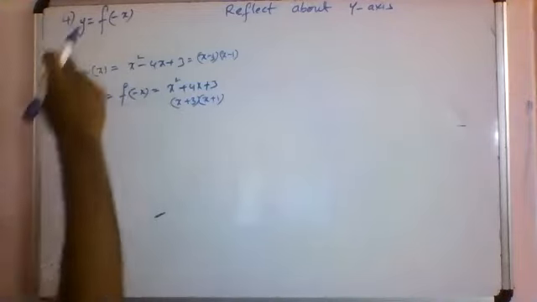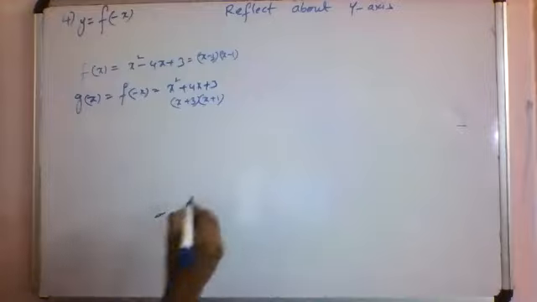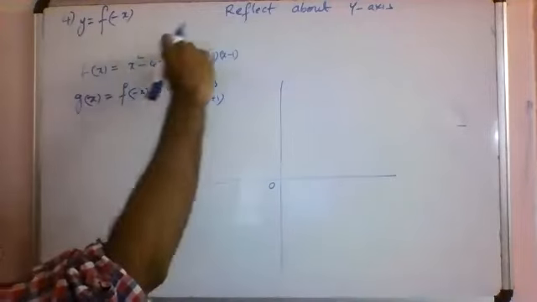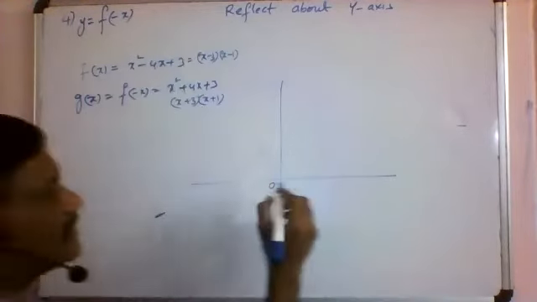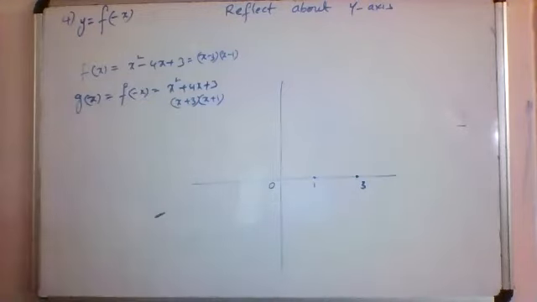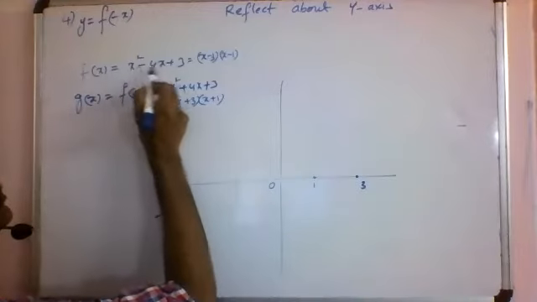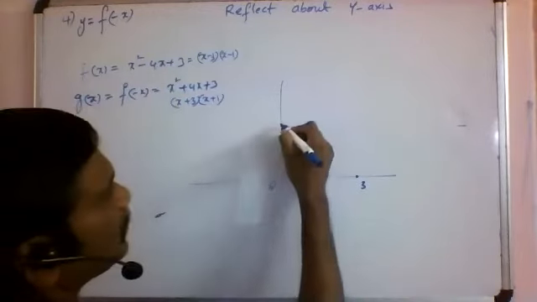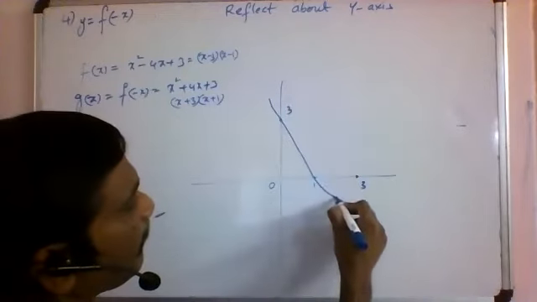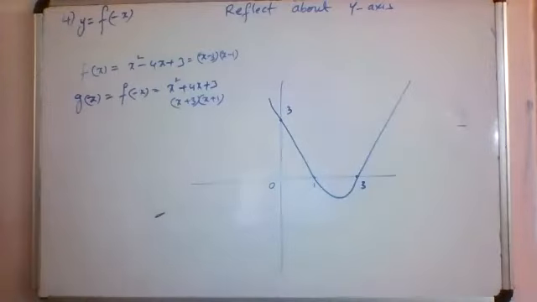F of minus x means just take the reflection about the y-axis, I said. This is the origin. This is the main basic graph. It intersects the x-axis at 1 and 3. The x square coefficient is positive, so it is an upward-opening parabola. If I put x equal to 0 here, the y value will be 3, so the y-intercept is 3. The graph comes like this. This is the original basic graph. Only 3 things: x-intercept, y-intercept, and the shape of the curve.